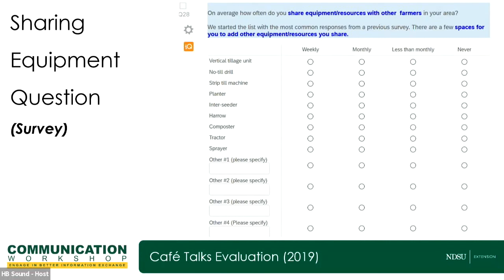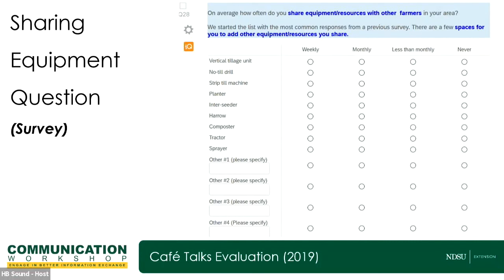And so this is how that question evolved in 2019 when we sent out this survey again. Yeah, that's exactly right. Even though you guys can't read it, I can read it for you. It's the vertical tillage unit, no-till unit, strip-till machine, planter, interseeder, harrow, composter.